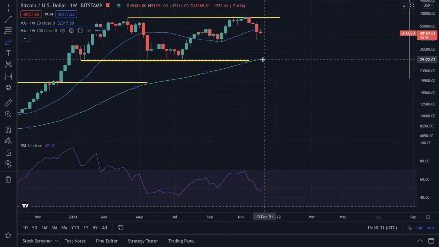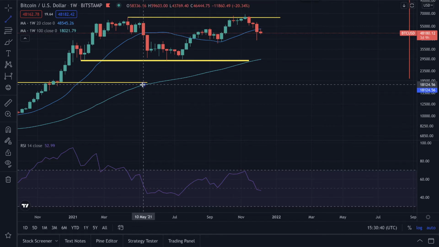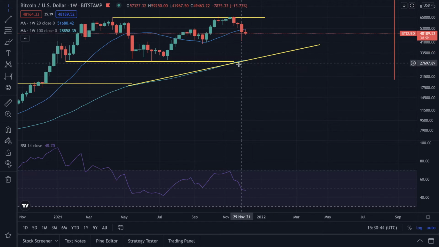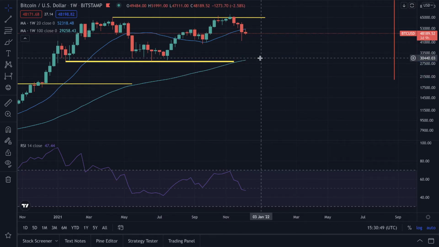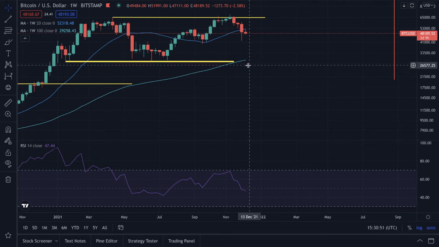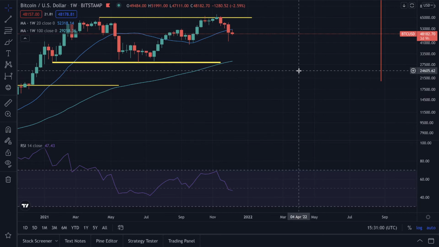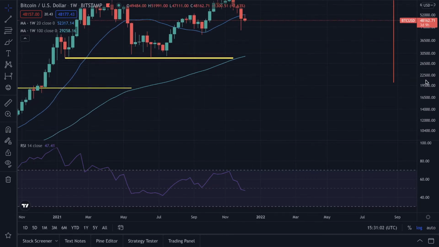The next level I can imagine would be roughly the 100-week moving average, which is also at $29,000 and is increasing over time. I can't imagine Bitcoin getting to the 100-week moving average this week, but it is moving up over time, and by next week we should see closer to about $30,000 as the line of support at the 100-week. So this could be an interesting move.